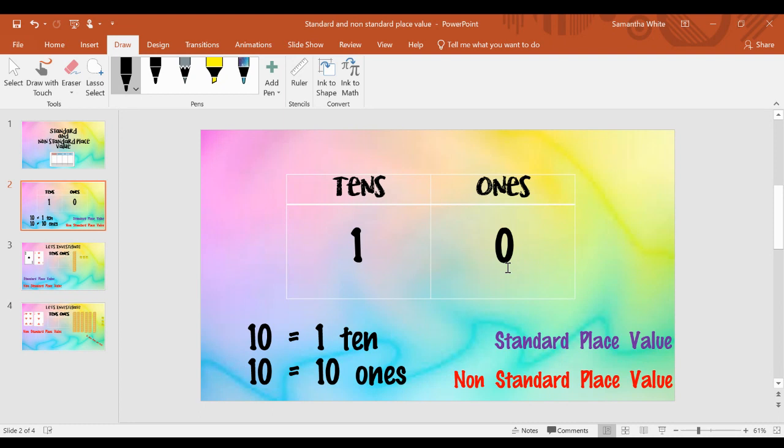When we're looking at non-standard place value, we're going across the columns. We're going across the columns and up. So we are saying that there are 10 ones. Now, this is a non-standard place value. Okay, let's investigate.